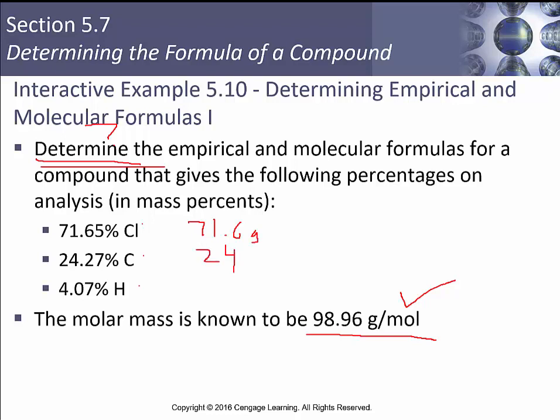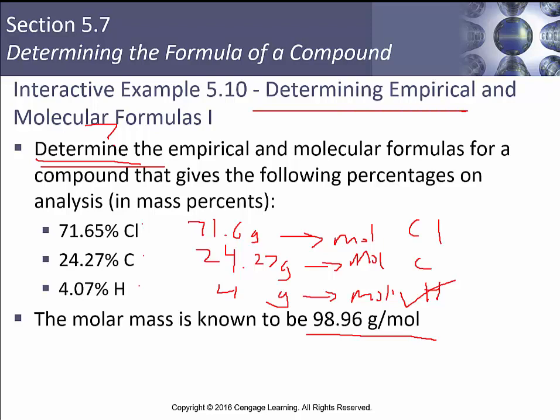71. How many grams of chlorine, you got 71. How many grams of carbon? 24.7. How many grams of hydrogen? 4, right? Can you go from grams of each of these things into moles of each of these things? Of course you can, right? You're going to go from grams into moles for the carbon, grams into moles for the hydrogen. Boom. Now you've got your 1, 2, 3 mole ratio that's going to go into your empirical formula.